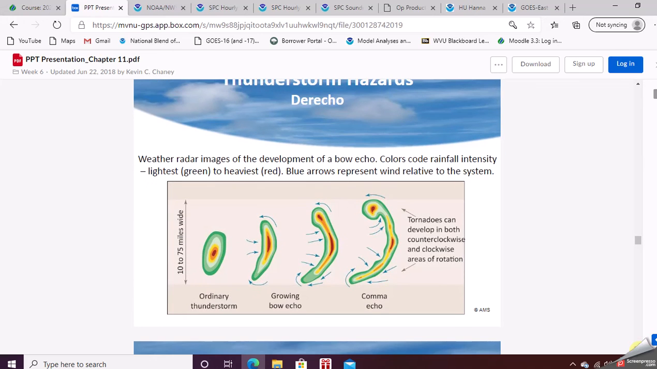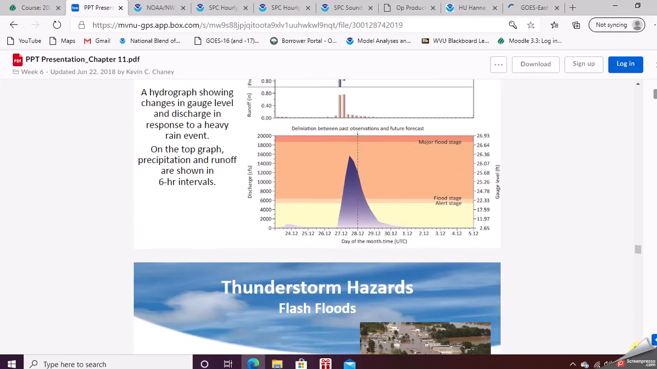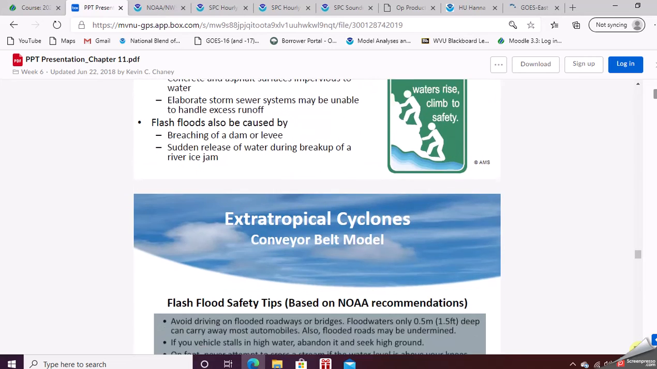Derechos are just long-lived wind events. Obviously, if you get a lot of convection and mesoscale convective complexes form, and if they don't move a whole lot, you can get flash flooding. Tremendous amounts of rainfall occur in these storms.